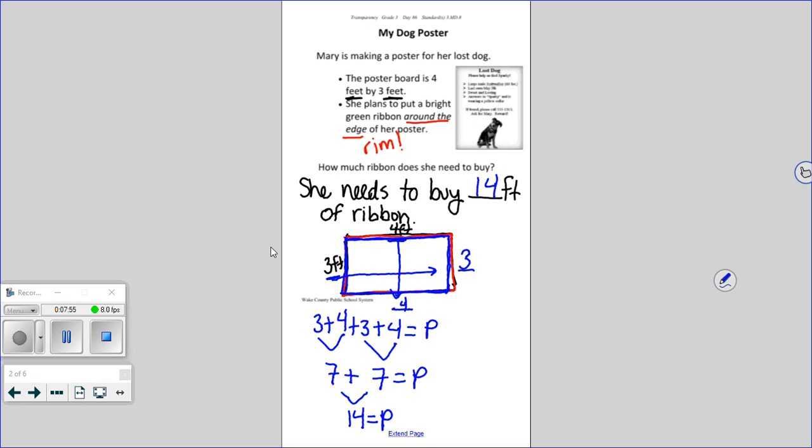And that is our perimeter. So I hope between this lesson and what the sub showed you on the document camera, you start to see what perimeter is, and it's kind of similar to what we already know with area, but a little bit different because now we're going around instead of inside.